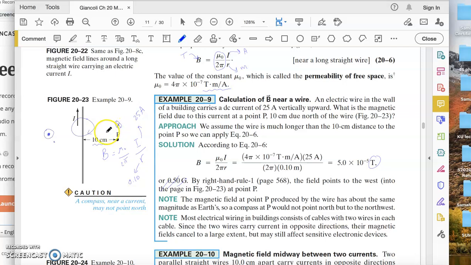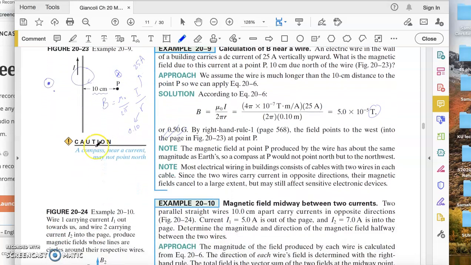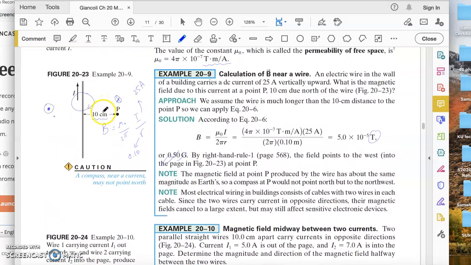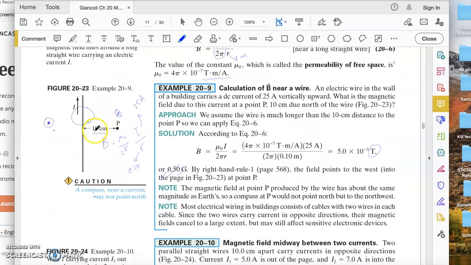Is he asking in general what is the direction of the magnetic field around the wire? Or is he asking about a specific point where you have to say it's in or out or something like that? All right. This is a simple kind of example about the calculation of the magnetic field at a point near the wire.